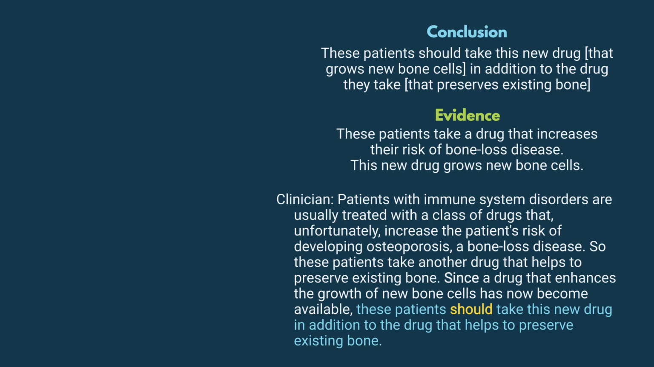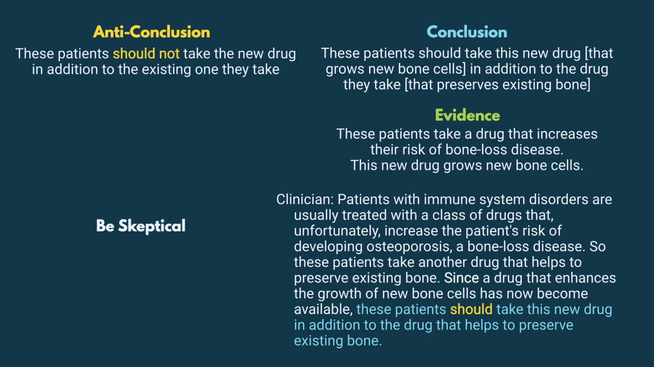And the reason we're doing this is because they take some other drug that increases their risk of bone loss disease. All right, so if we were going to be skeptical and argue, no, they shouldn't take the new one in addition to the existing one, how would we respond to the evidence or outweigh it? The idea of should is that the positives outweigh the negatives, and if we're trying to argue should not, we're saying the negatives outweigh the positives.